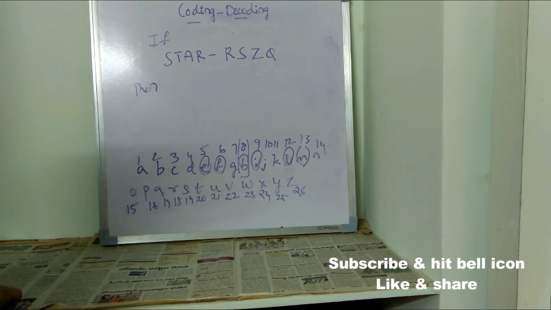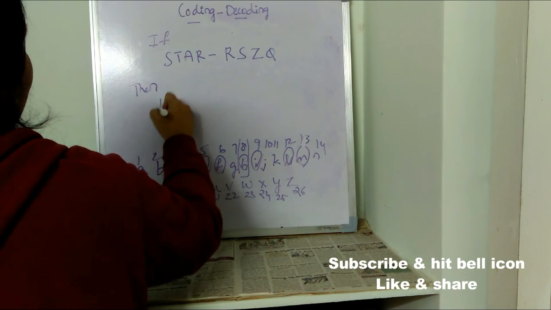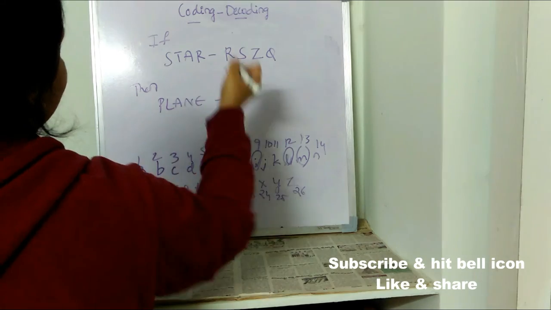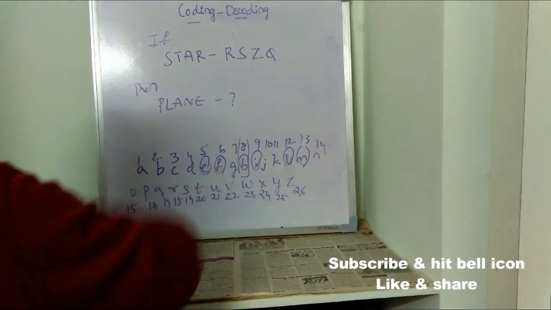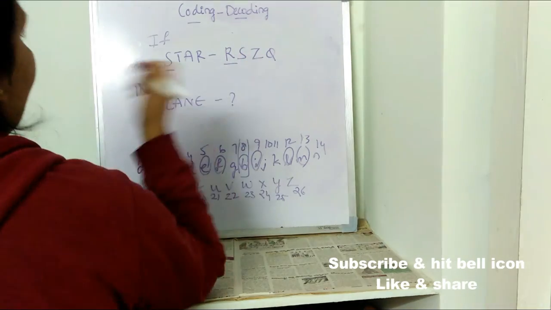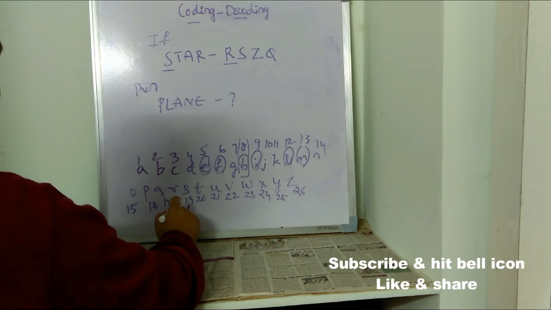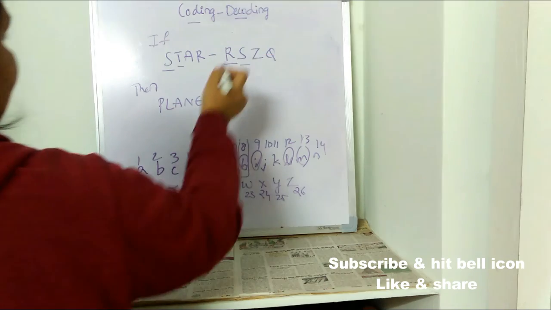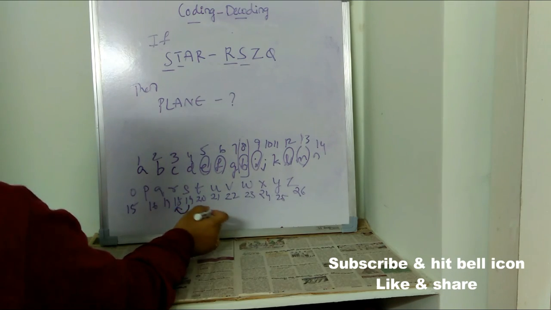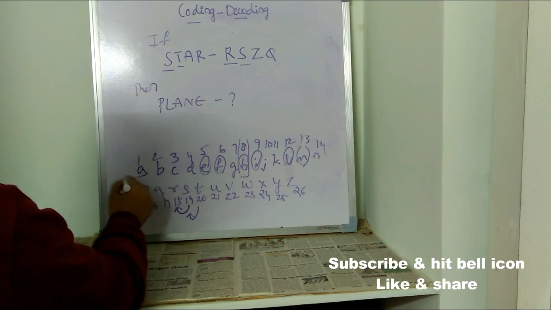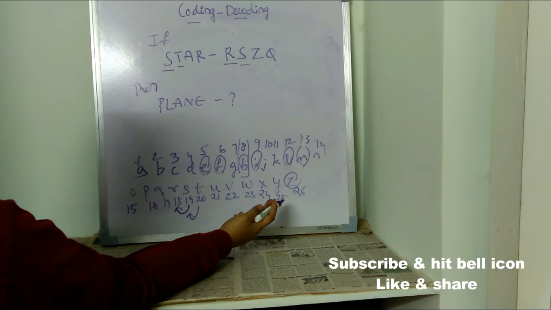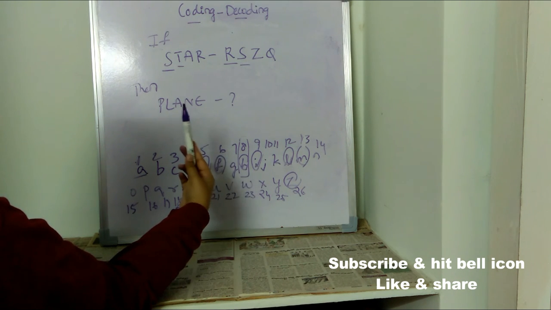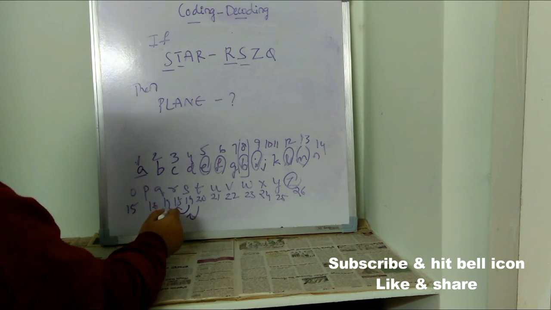If star is written as R, S, Z, Q, plane is written as what is the question? Coming to the first main thing, we need to consider this. See the relationship between S and R. Before S, there is R. See the relationship between T and S. Before T, there is S. Relationship between A and Z. Before A, there is Z. As A itself is the first position, he again started from 26th. And the relationship between R and Q is, before R there is Q.